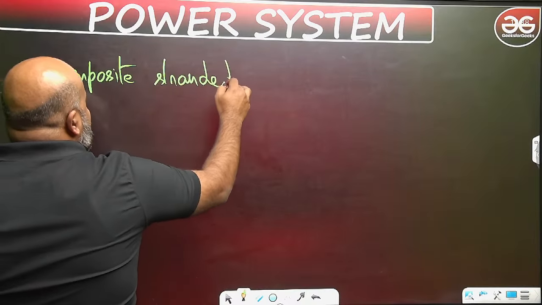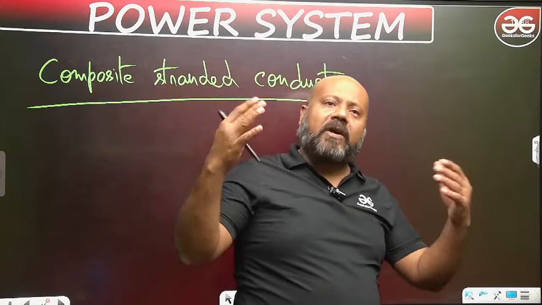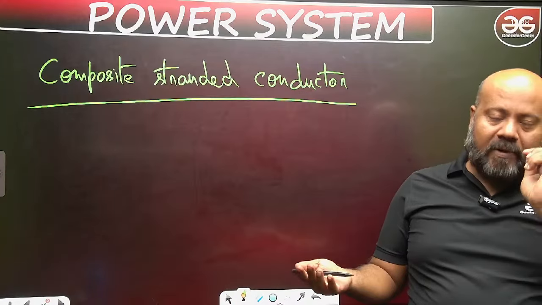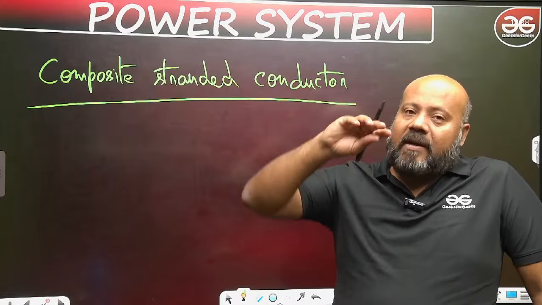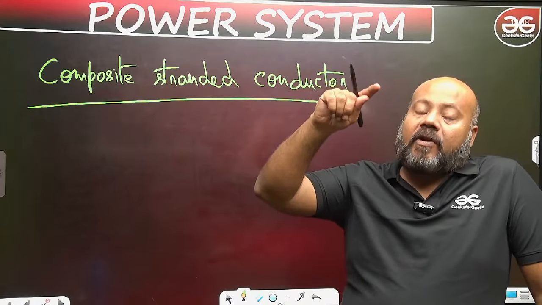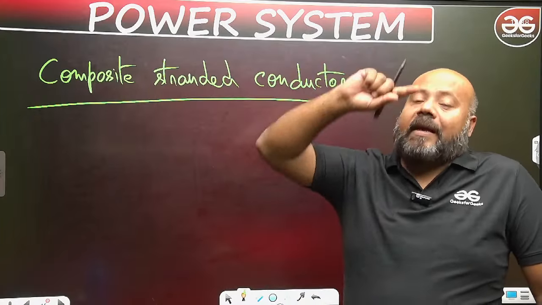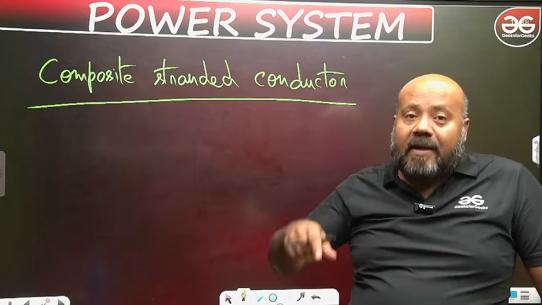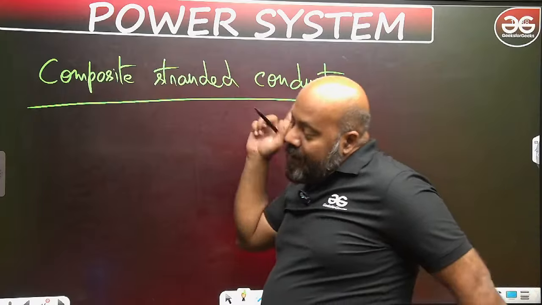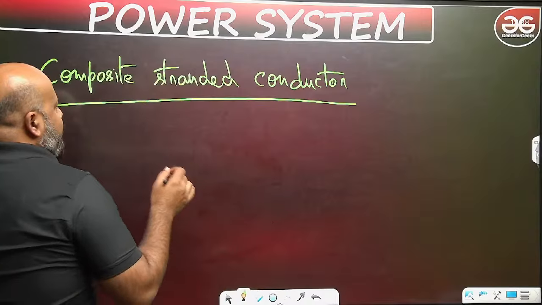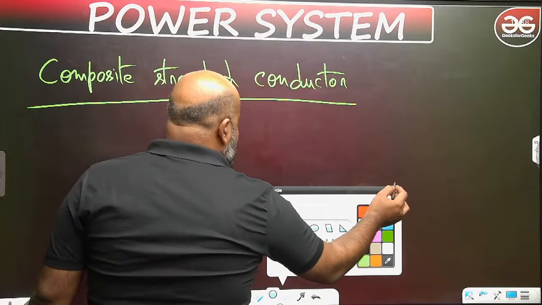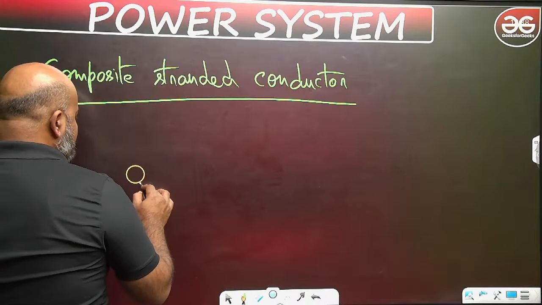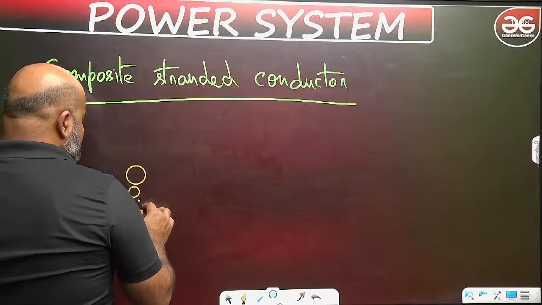Suppose I talk about a hypothetical stranded conductor. Hypothetical means, just for the sake of understanding, we are discussing it. It is not possible, because for a proper stranded conductor, we need a core strand, then 6 strands around it forming the second layer, and then 12, then 18, then 24, then 30, and then 60. So if you have a composite stranded conductor and we are talking about a hypothetical conductor, suppose the conductor is something like this.